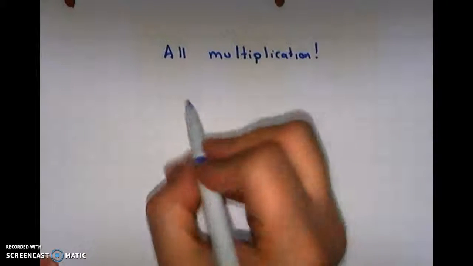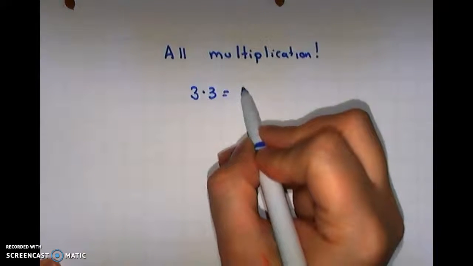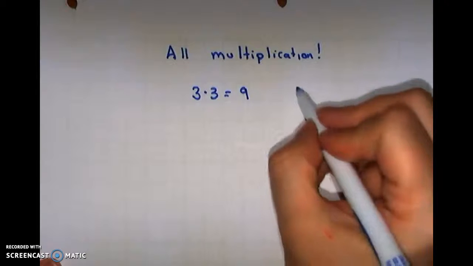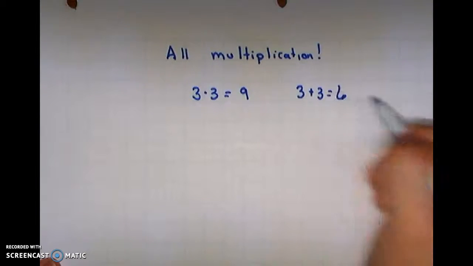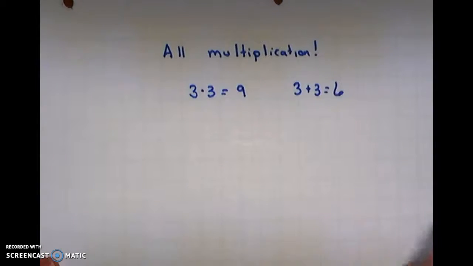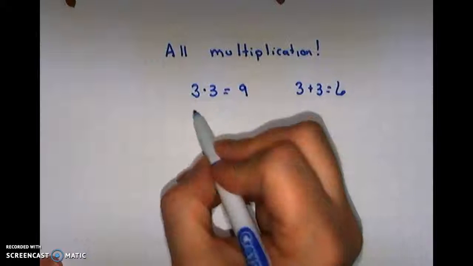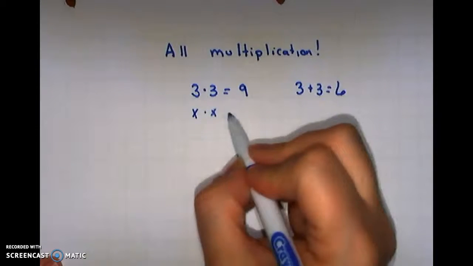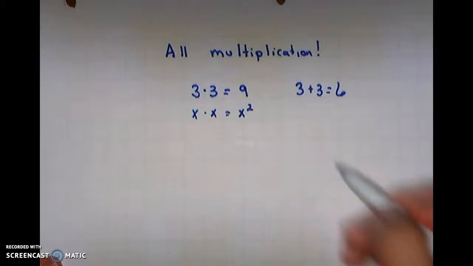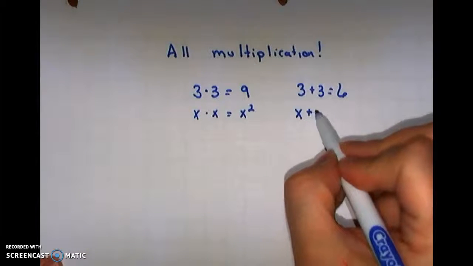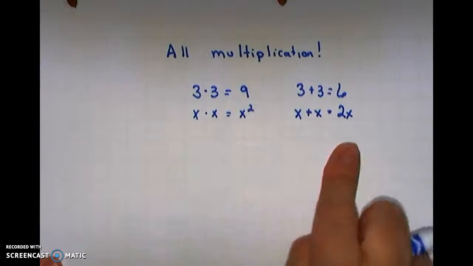So you have to understand that 3 times 3 is 9. But if we have 3 plus 3, that's going to give us 6. Again, I'm not insulting your intelligence here. You have to understand the difference between those. Because when we start to use variables, that gives us x squared, and if we have x plus x, that gives us 2x. Something completely different here.